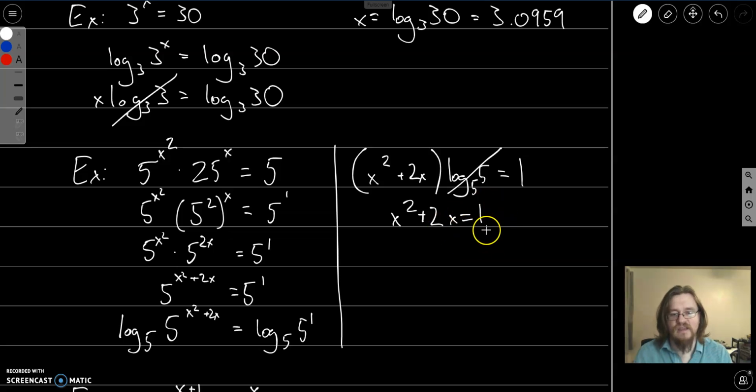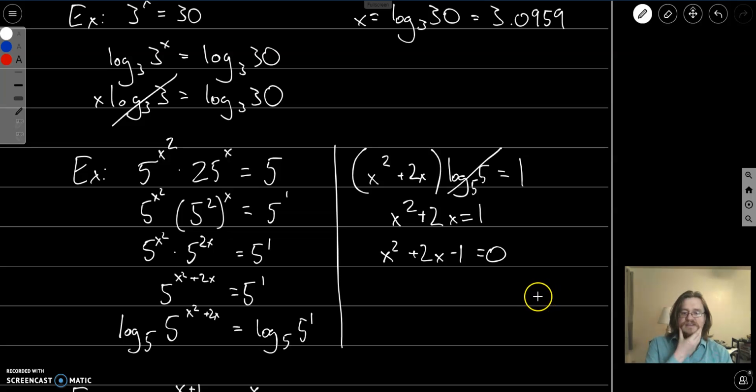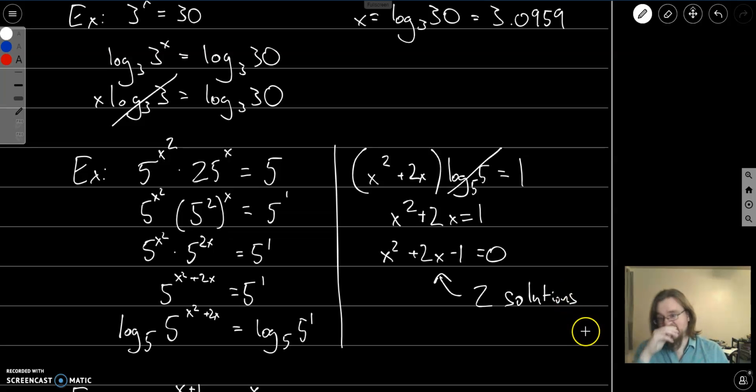And then this is simply going to be a quadratic equation. So we've got x squared plus 2x minus 1 is equal to 0. And this is something that we could try to factor. We could use our quadratic formula, or even try completing the square. So this is something that we know how to solve. And I'm just going to leave this here. So there will be 2 solutions to this.